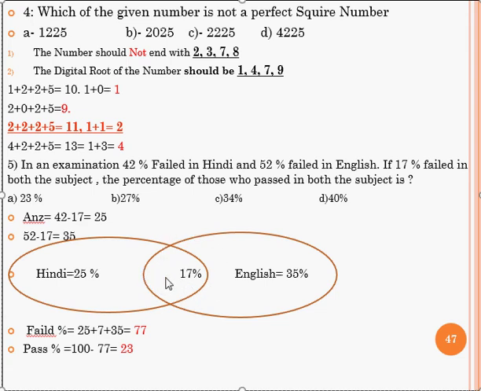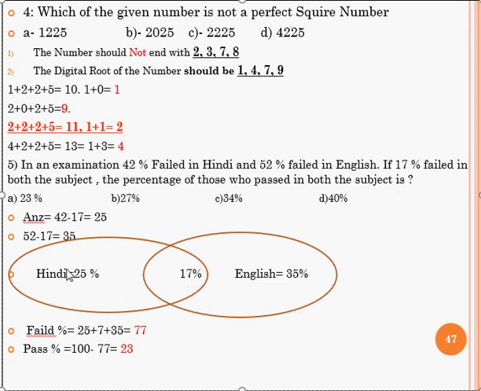These 17 people failed in English also. So 25 plus 17 is equal to 40. Now the question is, how many passed in both these subjects? 25 in Hindi, 35 in English, and both failed: 17 failed in both English and Hindi.